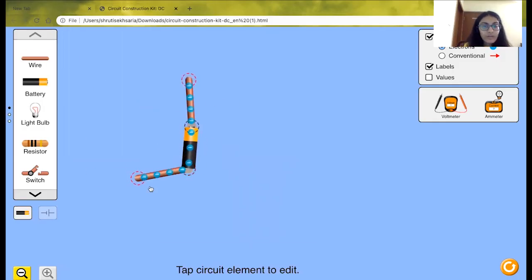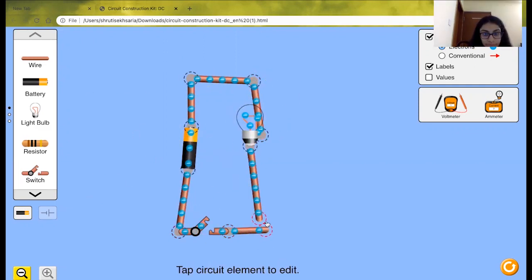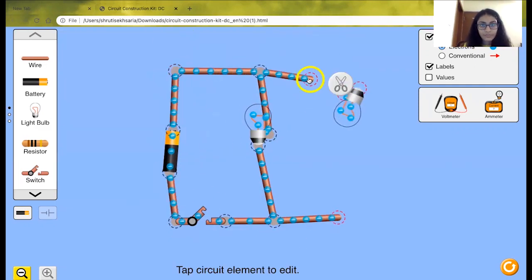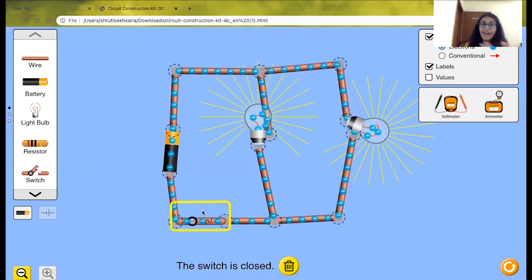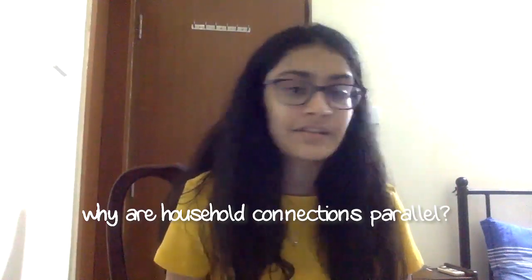I'm going to show you a parallel circuit. Switching it on, and there you go, you have your very own parallel circuit. Our main question: why are household connections parallel? Well, there are three reasons.